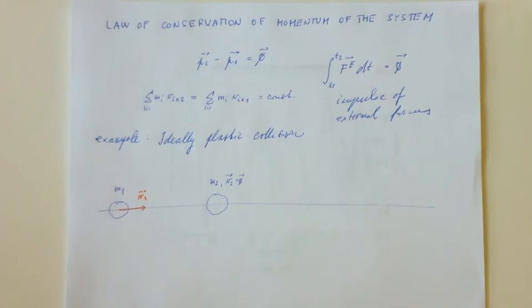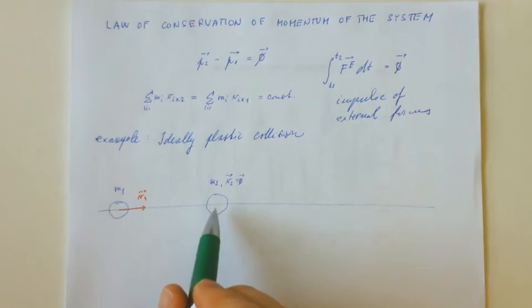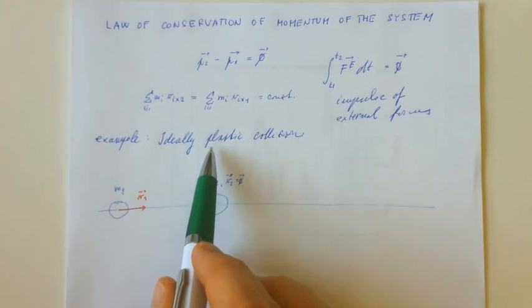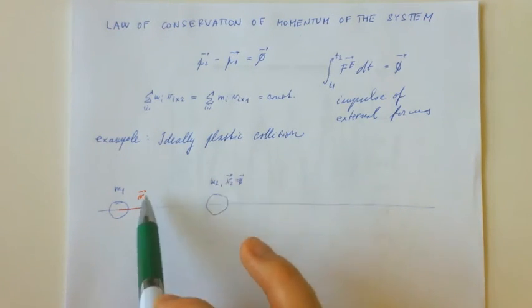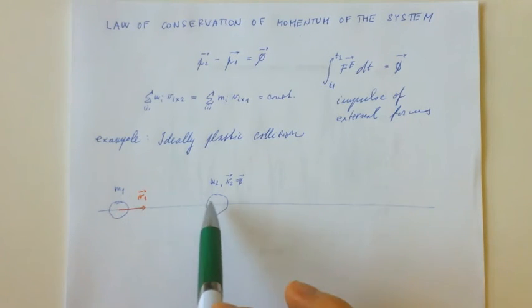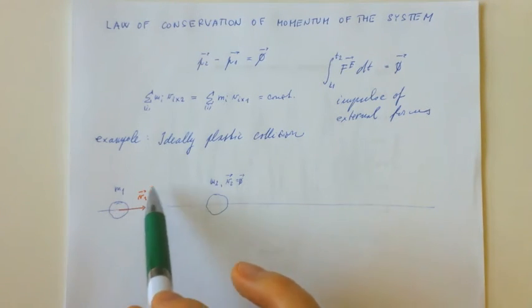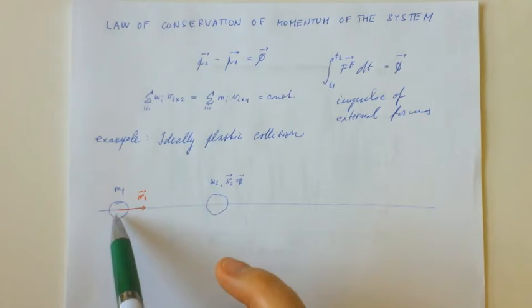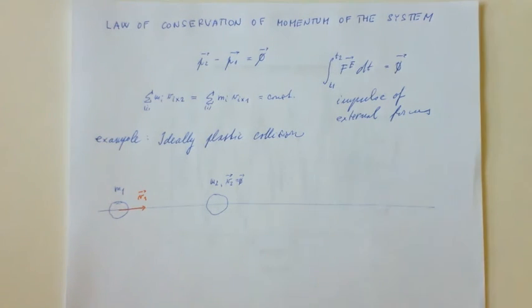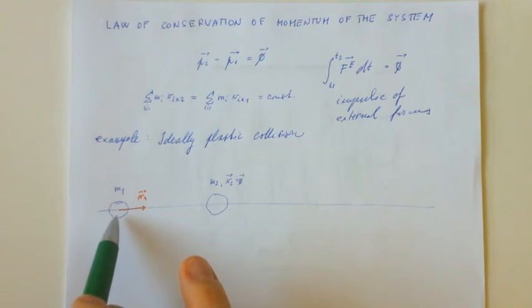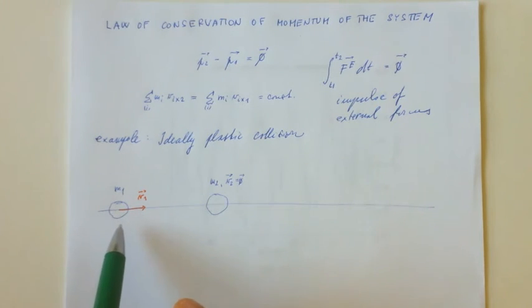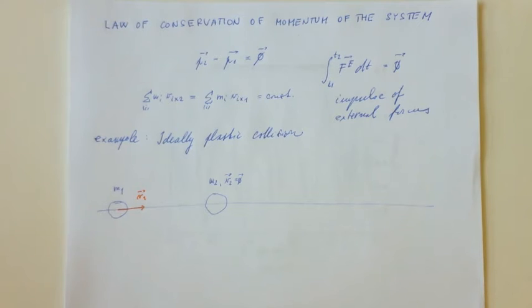And let's assume that the material of both particles is ideally plastic. What does it mean? That after collision there is no resilience. So if you drop a body made of ideally plastic material to the ground, it doesn't jump back. Okay, there is no energy resilience, or energy is absorbed into deformation of this body. So it's like plastic material.